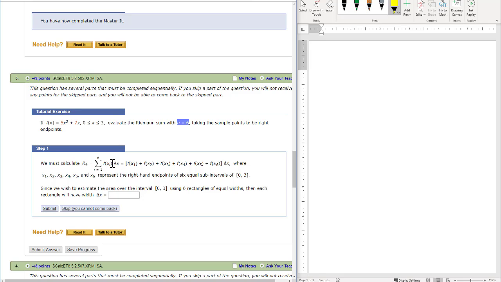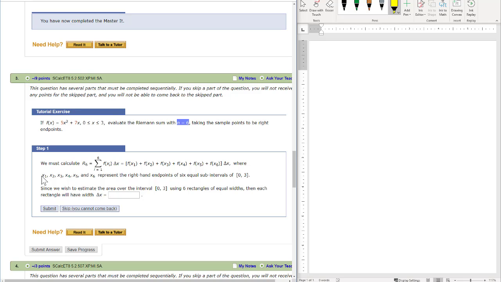So we have to calculate the values of f of x sub 1, f of x sub 2, f of x sub 3, all the way up to f of x sub 6, and multiply each of them by the delta x. That gives the height times the base of the rectangles that we're dealing with.